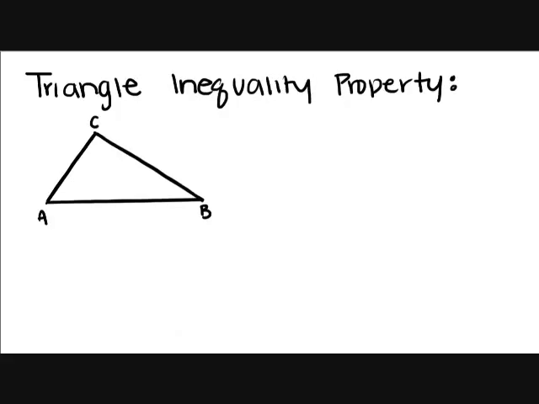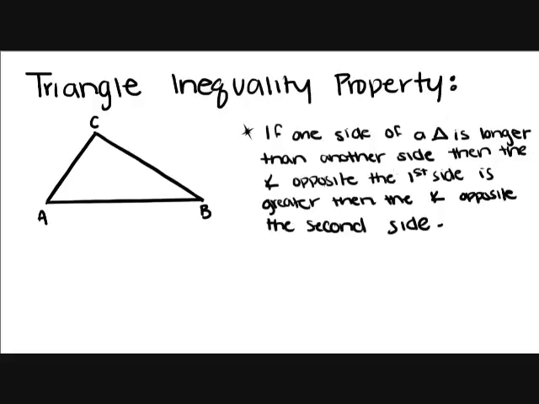Inequality properties. And there are three that we're going to talk about. So our first one says if one side of a triangle is longer than another side of a triangle, then the angle opposite the first side is greater than the angle opposite the second side.